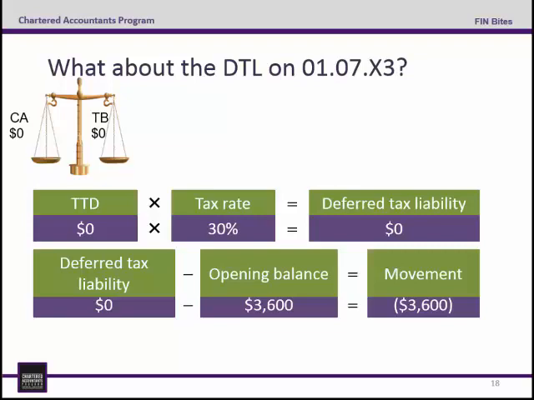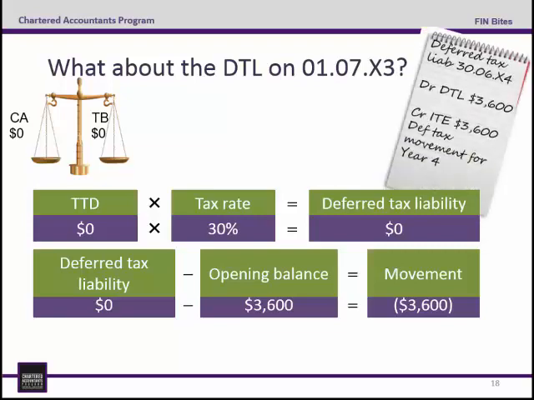Now in practice, this entry will be recorded at 30 June X4 as our tax effect entries are recorded at year end. But I'm showing you this journal entry here so you can understand the reversal in the temporary difference that's taking place. So a debit to deferred tax liability, $3,600, and a credit to income tax expense. And that brings my deferred tax liability balance back to zero.